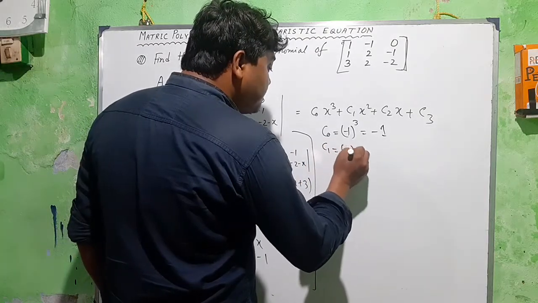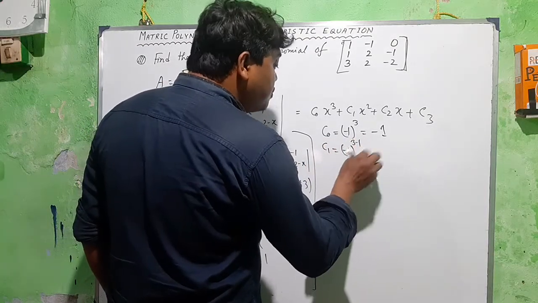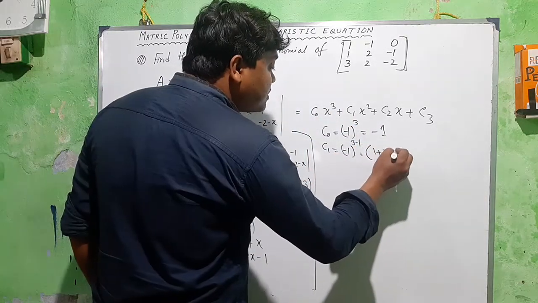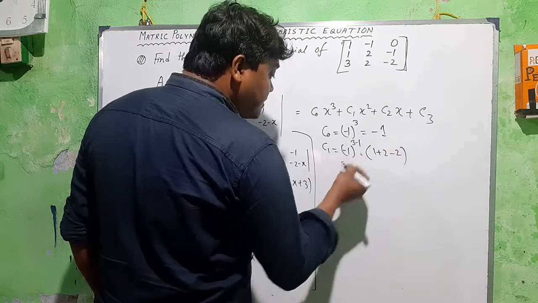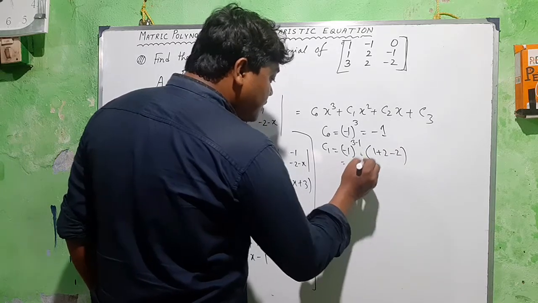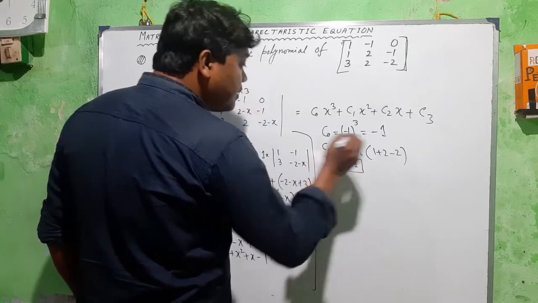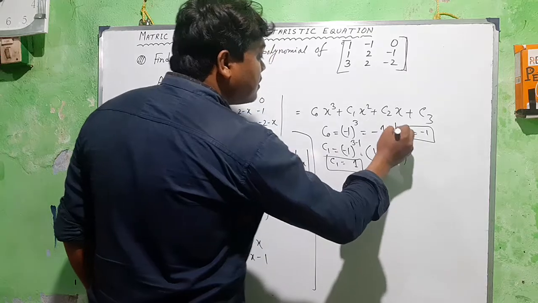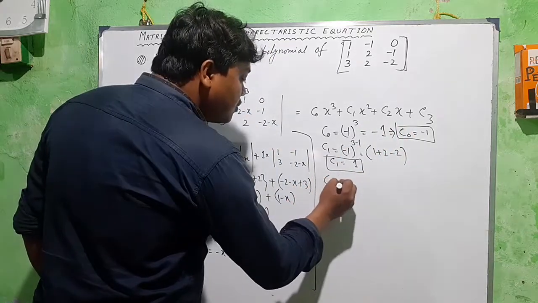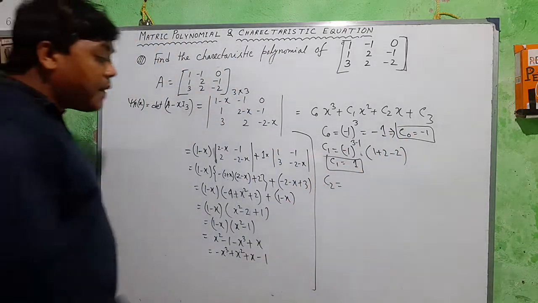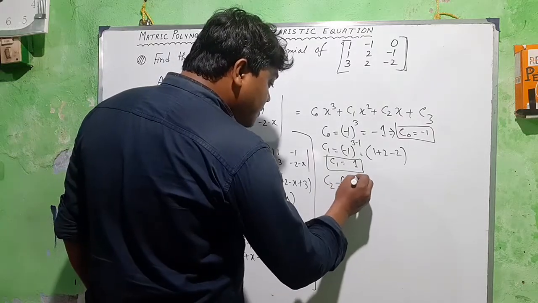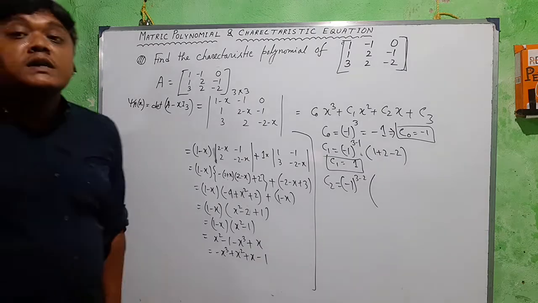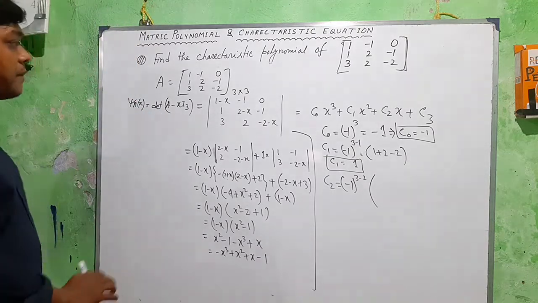c1 equals minus 1 to the power 3 minus 1 into trace of A, that means 1 plus 2, the sum of the diagonal elements, so 2 cancels, so that gives 1. c1 equals 1 and c0 equals minus 1, and next c2 equals minus 1 to the power 3 minus 2 times the sum of the principal minors. Keep this in mind, how do we find the sum of the principal minors?